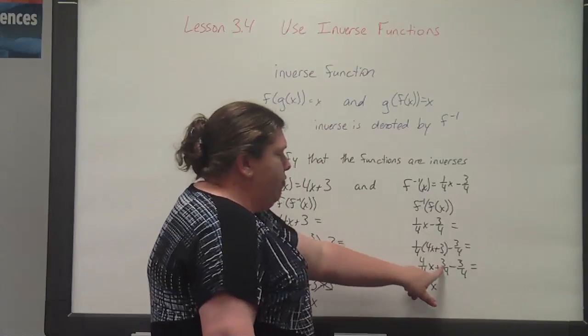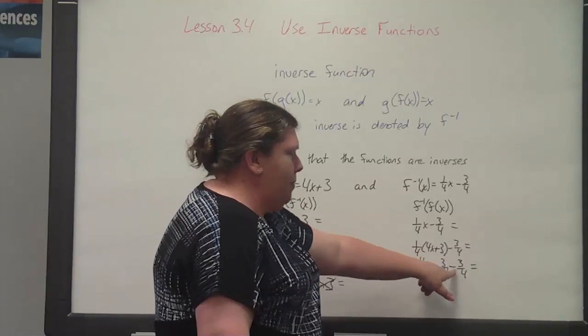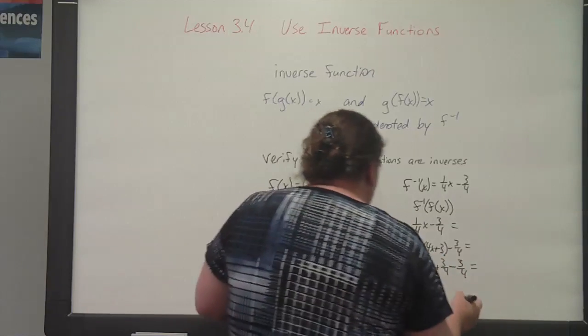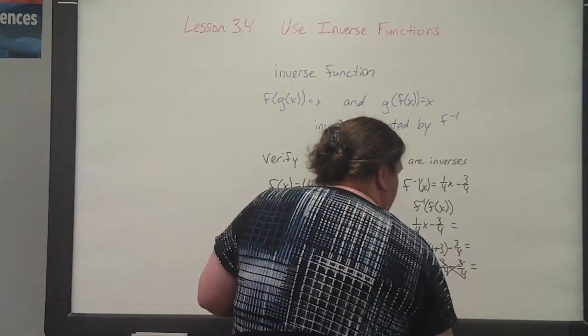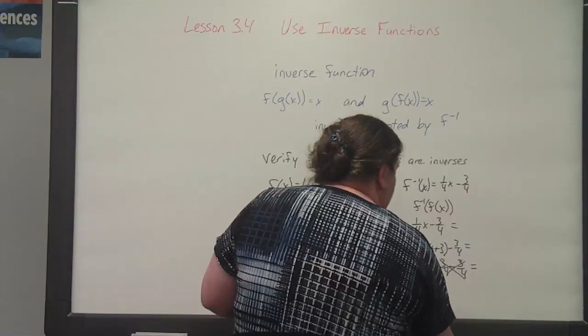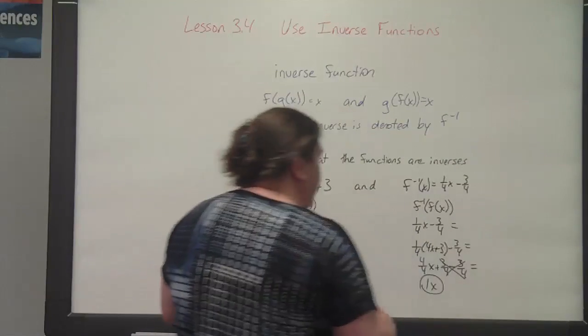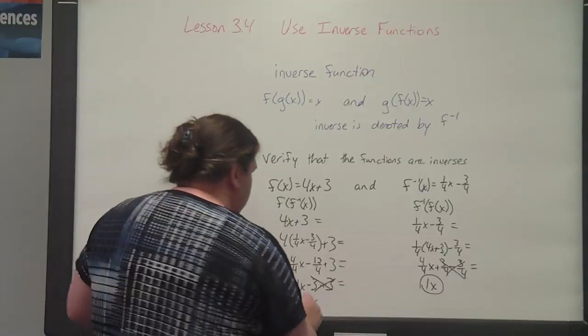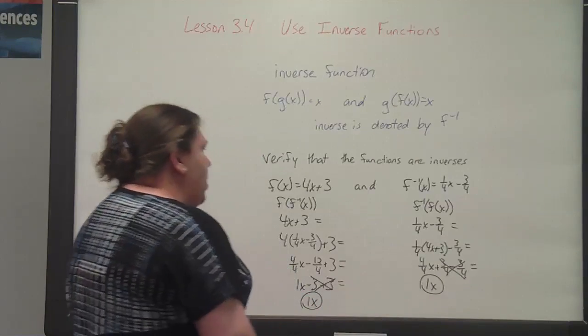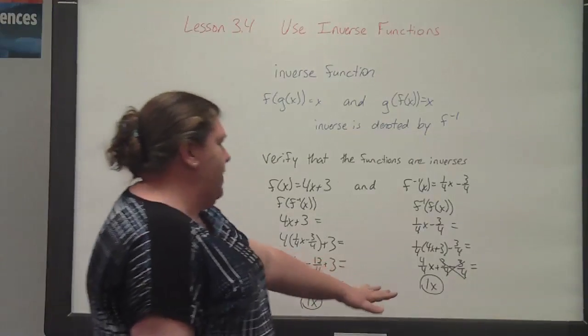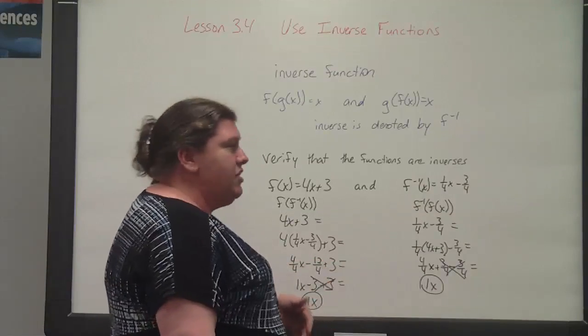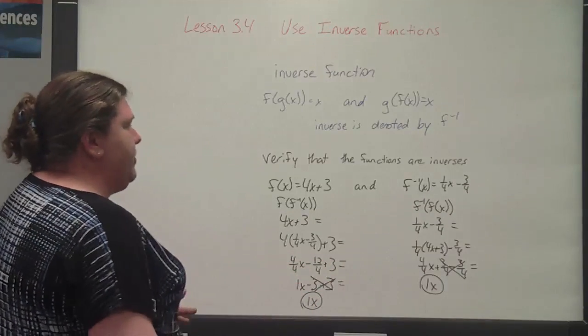And again, I have a positive 3/4 minus 3/4, so I can go ahead and say, well, those cancel out. So my only answer gives us 1x, or just x. So as you can see, they both come up to being x or just 1x, and so they are inverses of each other.